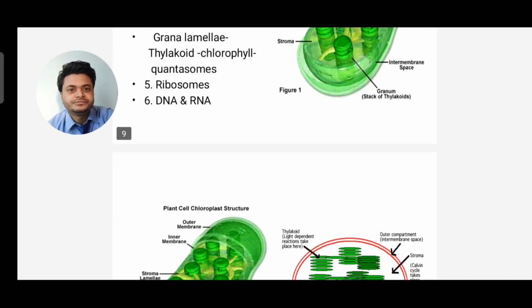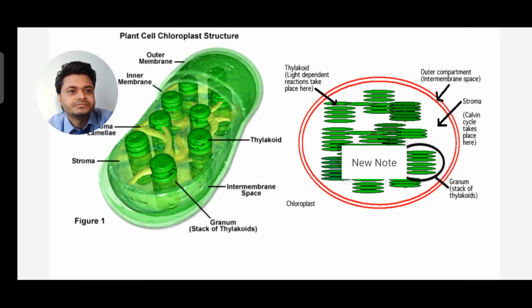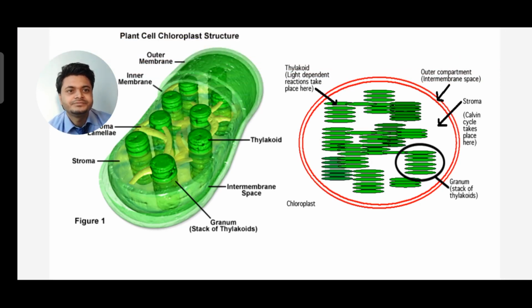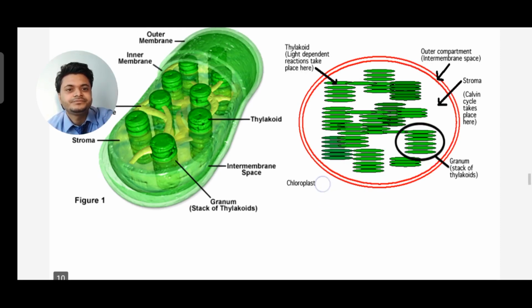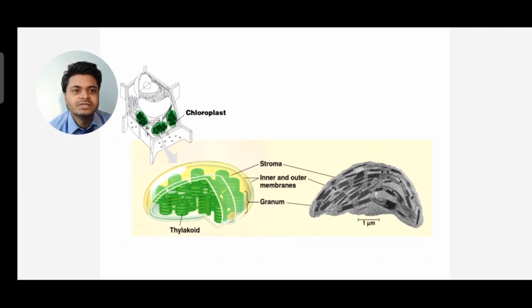So next, we can see the chloroplast structure as given in detail: the outer membrane, inner membrane, stroma, lamellae. This is a detailed version of it. In the thylakoid, the light dependent reaction takes place, and the other compartment, the inner compartment, is the stroma. So in the granum the light reaction takes place, and in the stroma the dark reaction takes place. The diagrams are given in illustrative form, you can see.